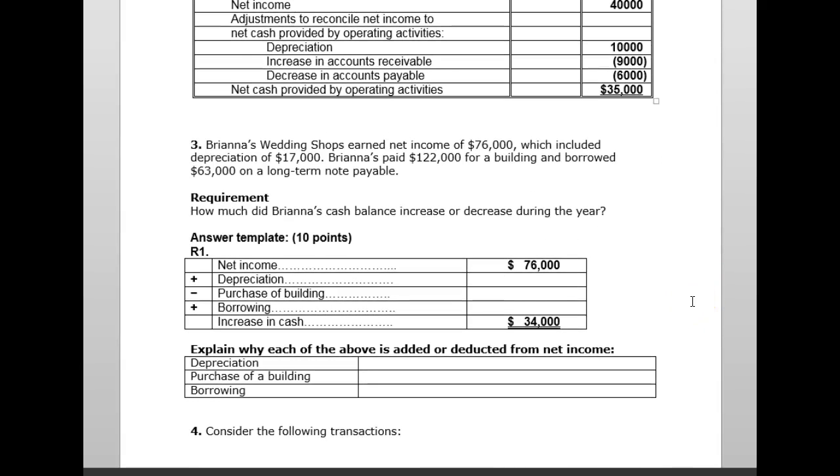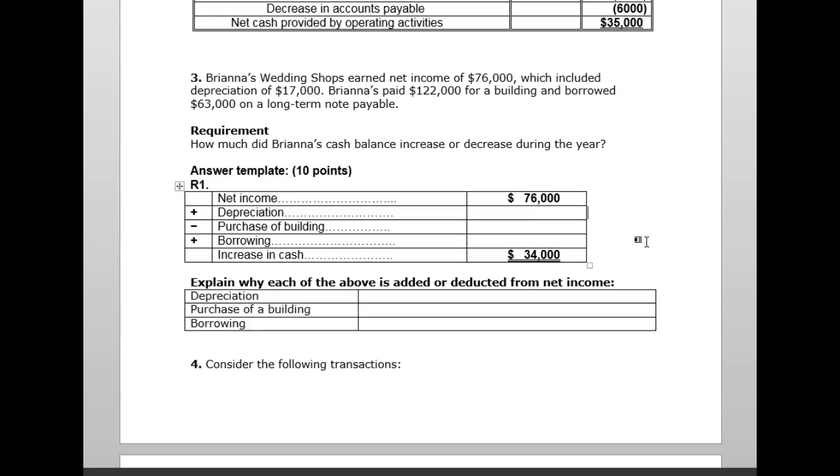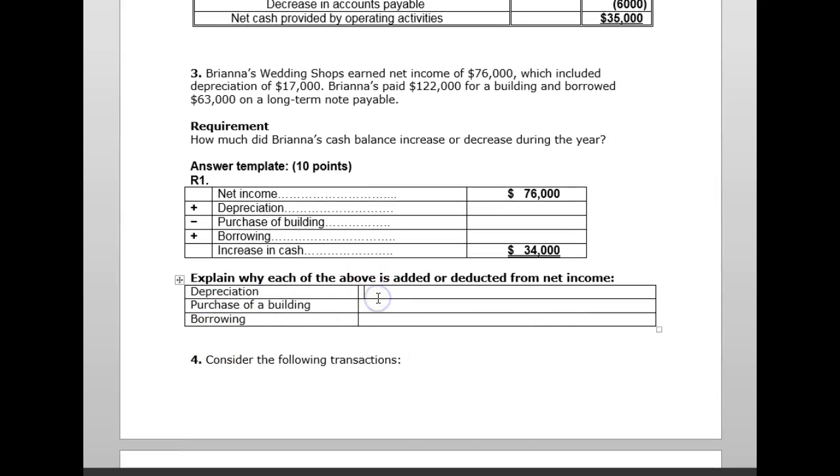And now we'll move down to Brianna's, and Brianna's is a wedding shop, and we're going to do the same thing here. Depreciation gets added. We purchased a building, we subtract it, and we borrowed, so we add. This should give us our true increase. This is telling you this is what my net income was, but from that income we've got to adjust to come up with the increase in cash from year to year. And then here, I want you to think about it and read the book carefully, and try to come up with why we added or deducted these.